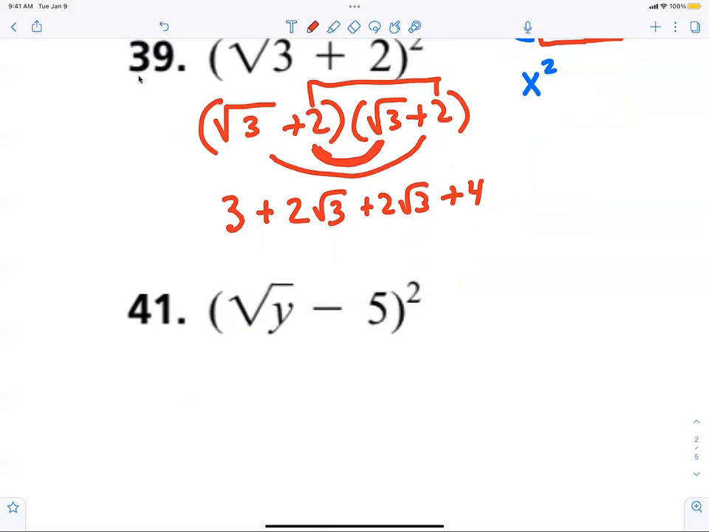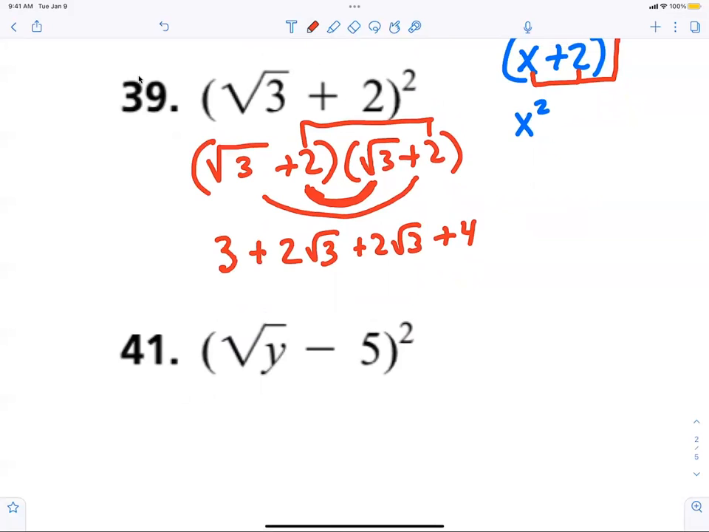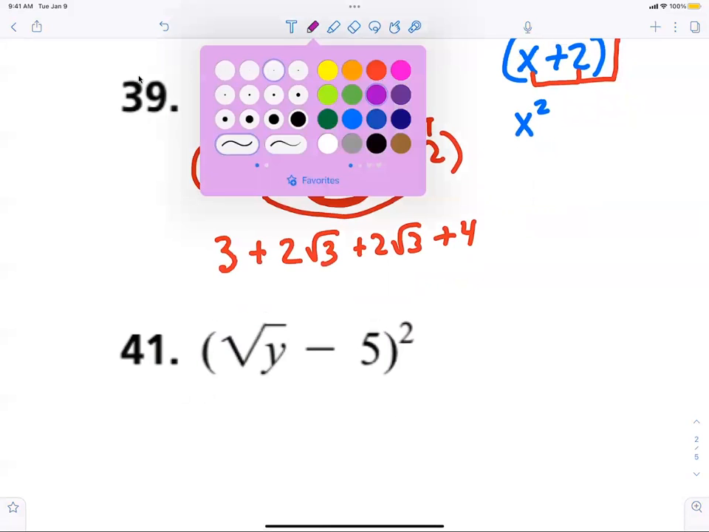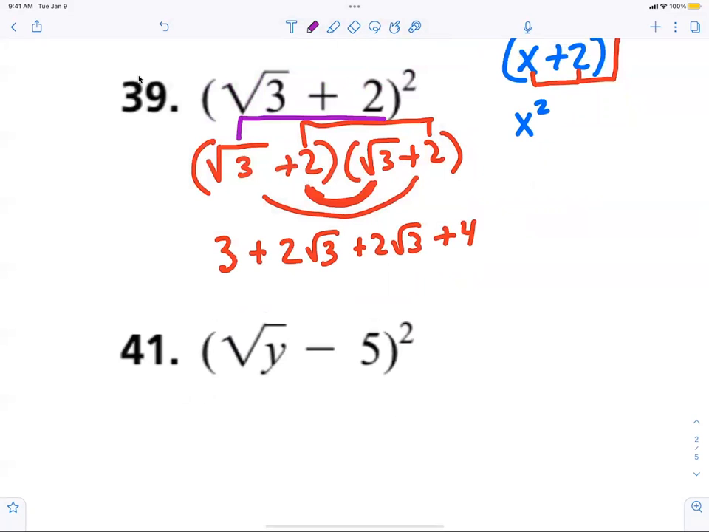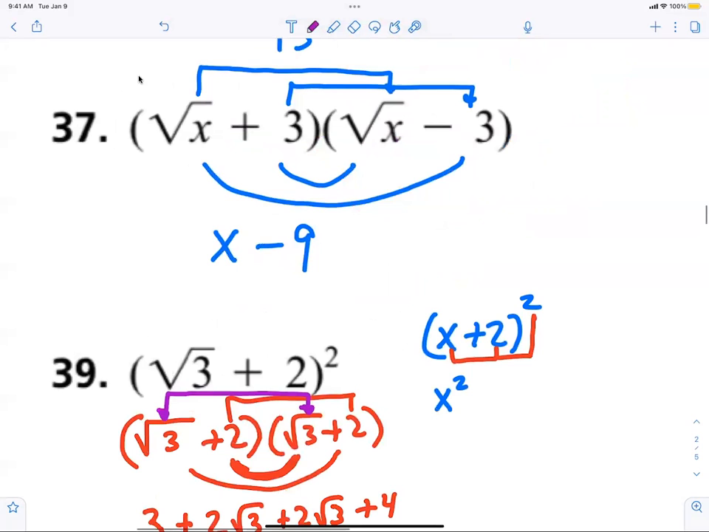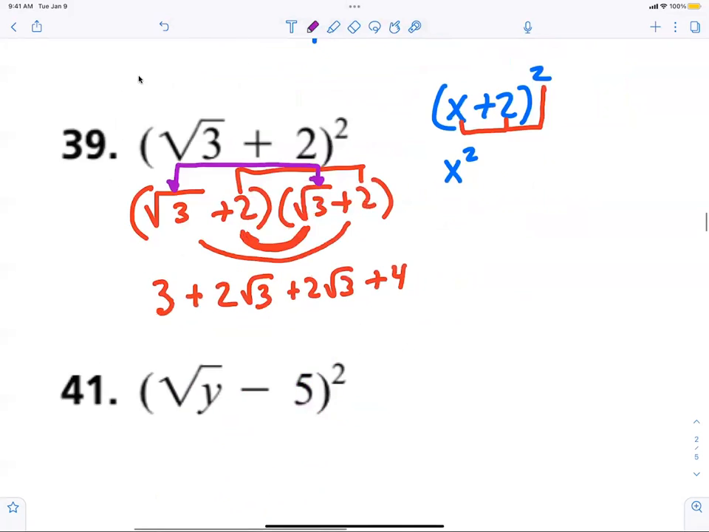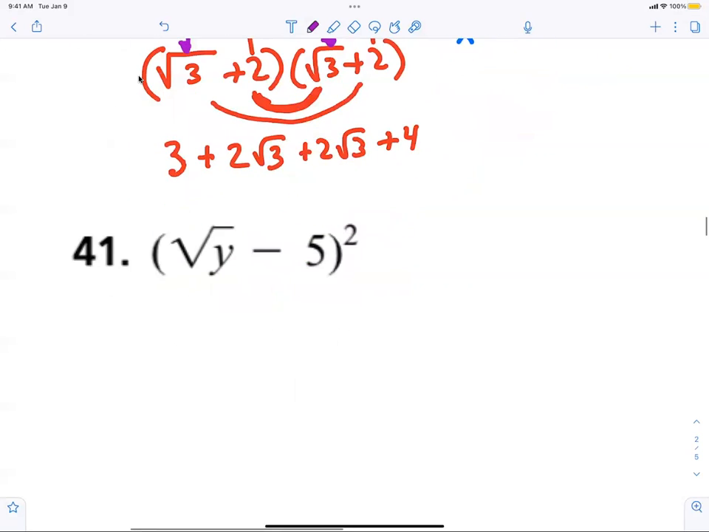Why wasn't it radical 3? Because radical 3 times radical 3 is 3. True. Sure, but on the other ones we were doing like... You sure? Yeah. Okay, so now we're combining the 3 and the 4, which makes 7 plus 4 radical 3. All right.